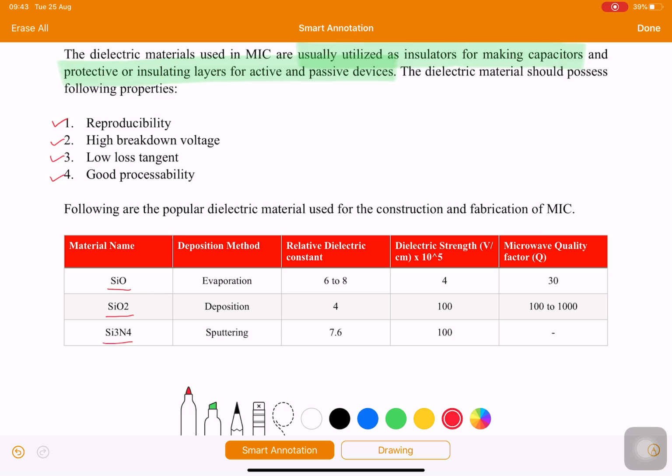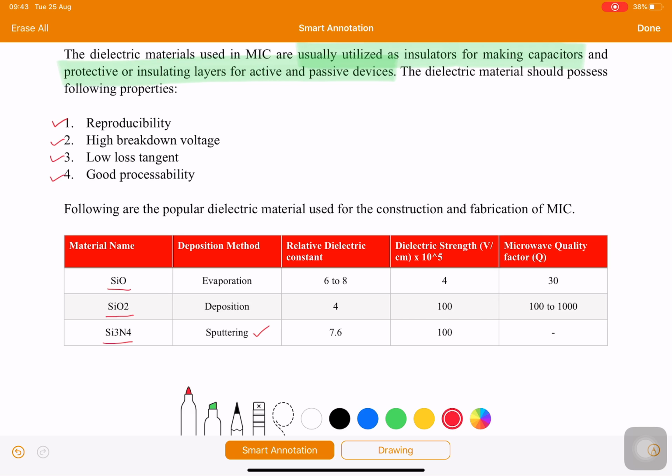The second technique is a plain deposition technique. It is the same process in which we perform the deposition technique in the integrated circuit. And the third technique of deposition is a new technique that we call the sputtering technique. Sputtering is a special type of deposition technique. In this particular deposition technique, we make powder of the dielectric material.